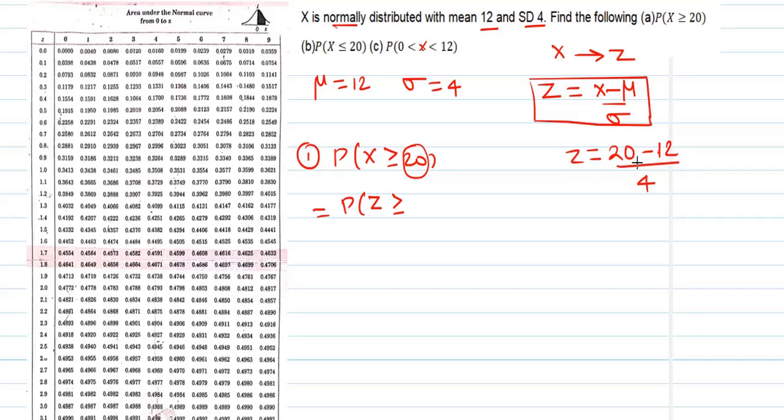So z is 20 minus 12 by 4. So this makes it 20 minus 12, so it is going to be 8 by 4. 8 by 4 is going to be equal to 2. So the region x greater than or equal to 20 in X corresponds to the region z greater than or equal to 2 in Z. So this is going to be the conversion. Now we will plot the region and see what is going to be the area corresponding to it.